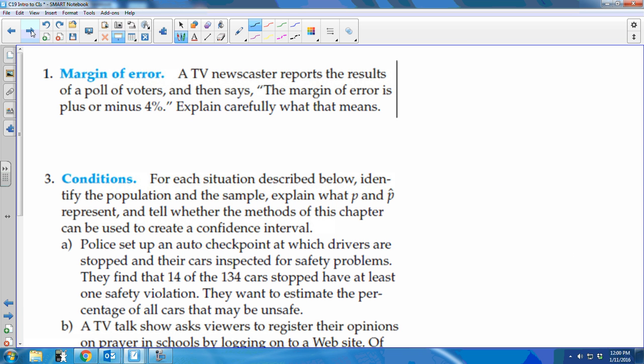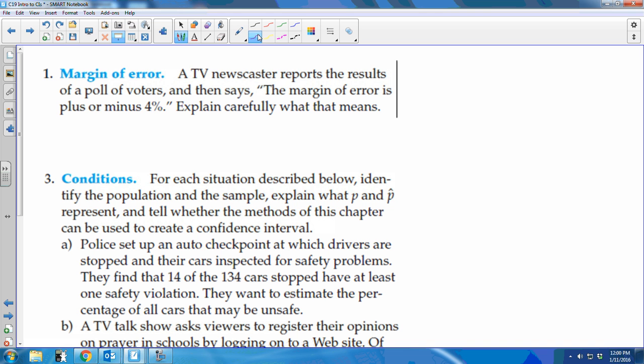I am not going to do all these questions. I just want to talk about them in general, and I'm going to give you 4 to do for homework. Number 1. The TV newscaster reports the results of a poll of voters and then says the margin of error is plus or minus 4%. Explain what that means.